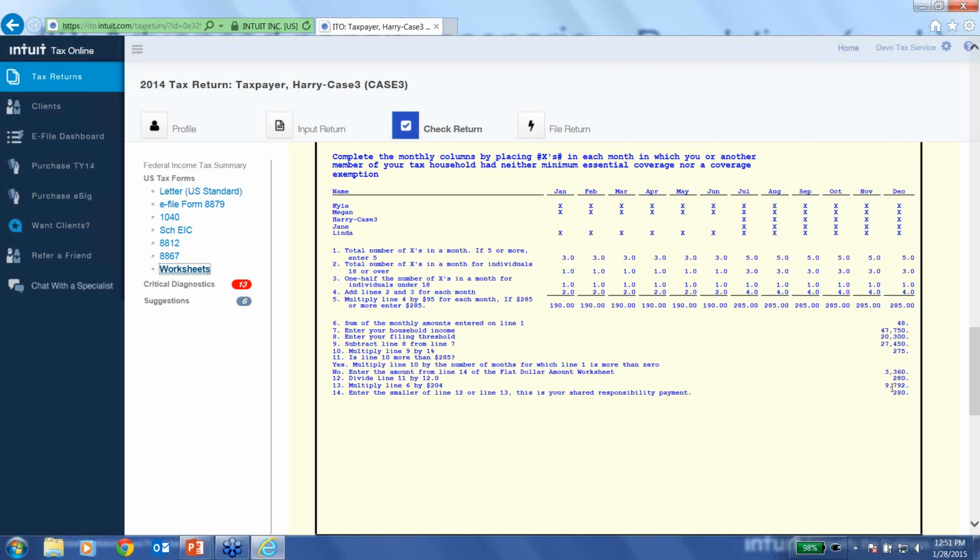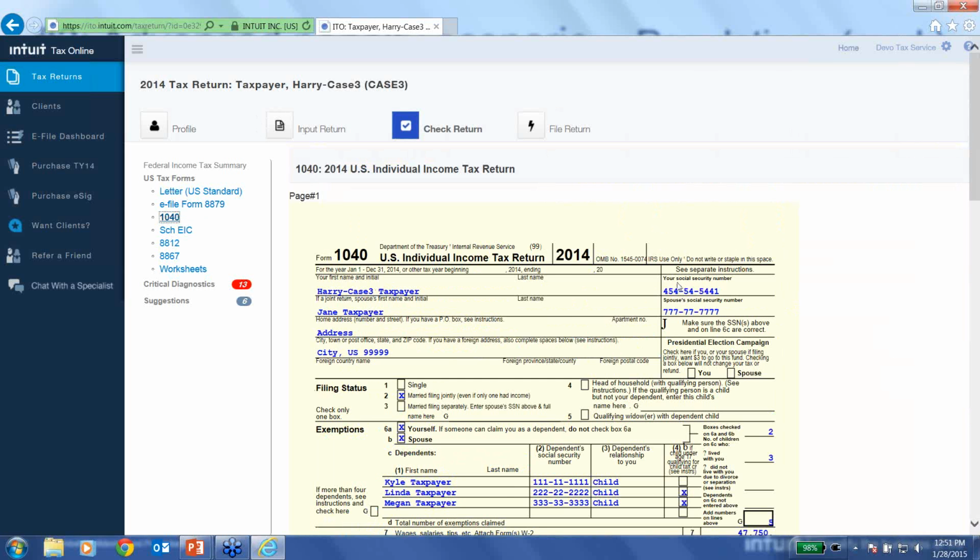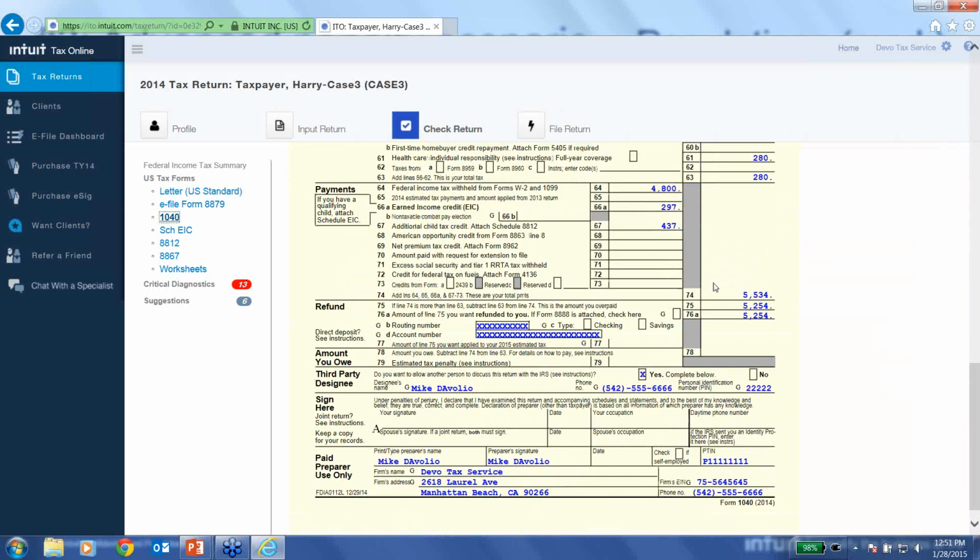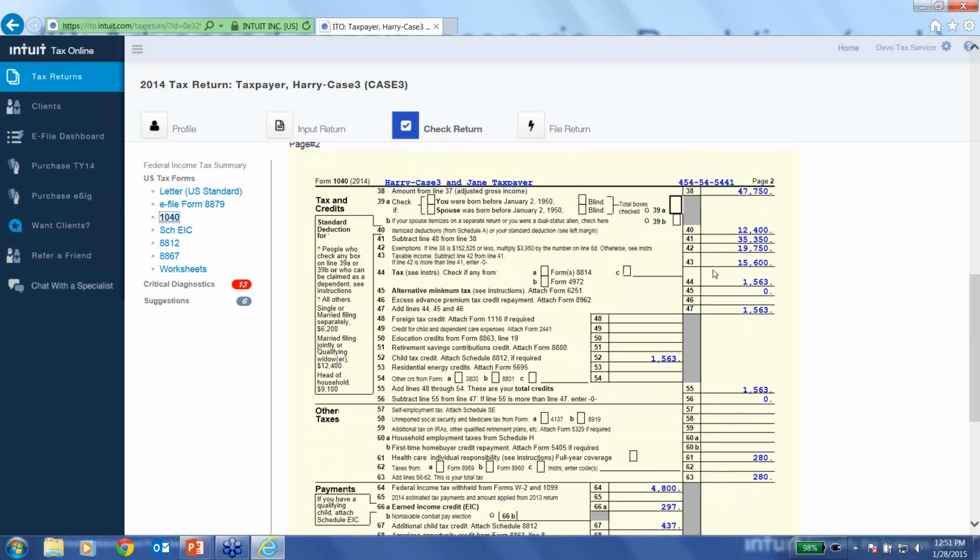Line 12, we divide it by 12, and we're left with 280. It's underneath the cap of the National Bronze Plan on line 13. So our total penalty is 280 for the year. And that's going to flow up to the 1040 line 61, 280 bucks.